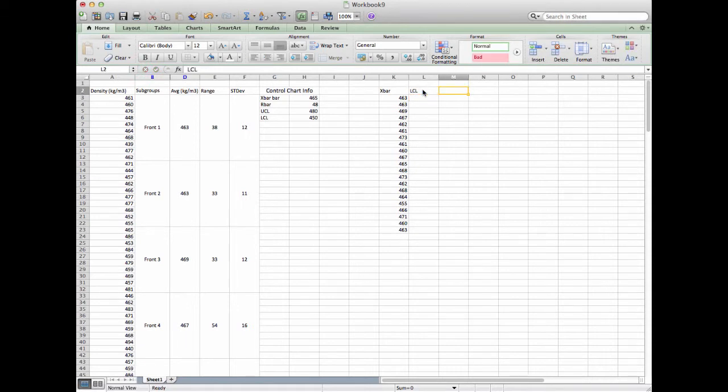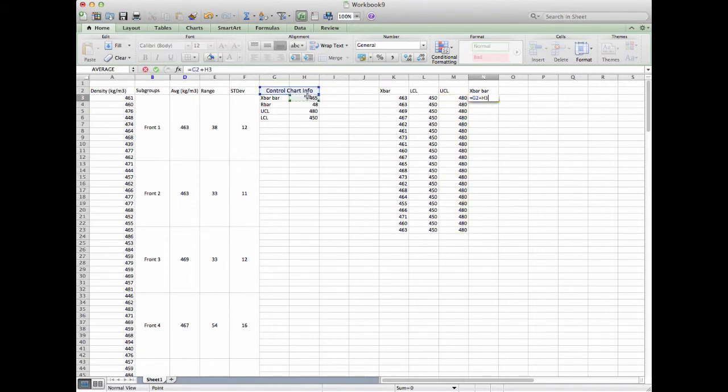Next, I want to list my lower control limit and my upper control limit and my x bar values. My lower control limit is equal to 450, and here I'll make sure that I lock the cells so that when I drag these down I don't end up changing my value. My upper control limit is 480. And then my x bar value is equal to 465. So now I have all of the data to create a control chart.